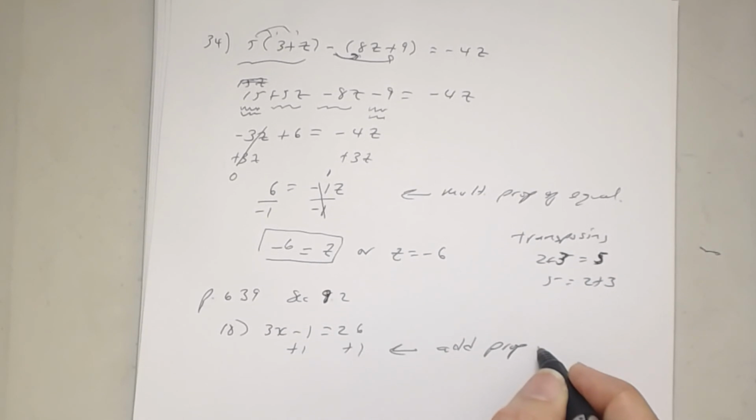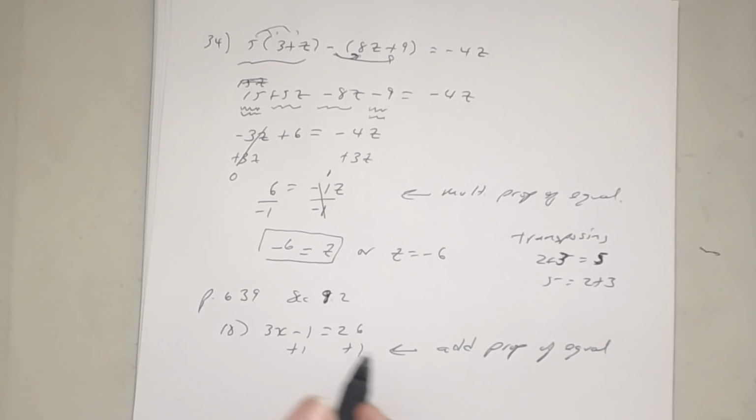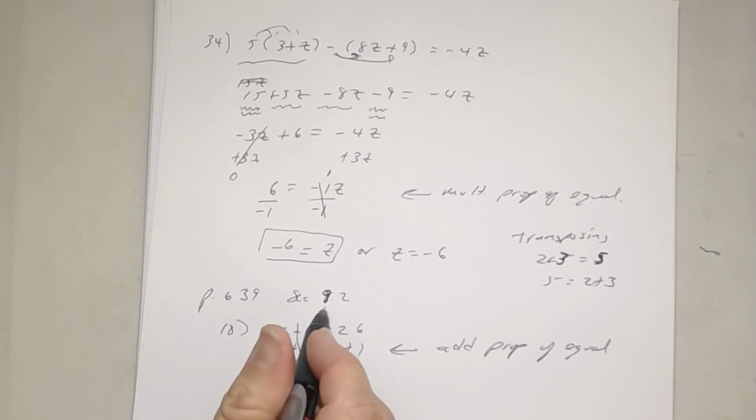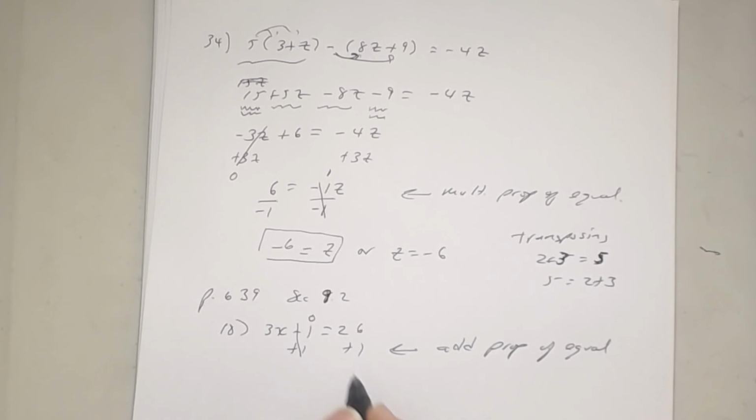Now once you do the addition property of equality, what's the next step? Combine like terms. So when I combine like terms, what's on the left side? Negative 1 and positive 1, those are opposites. So when I add them, I get 0. And what's left? 3x equals 27. So that's where I'm at.